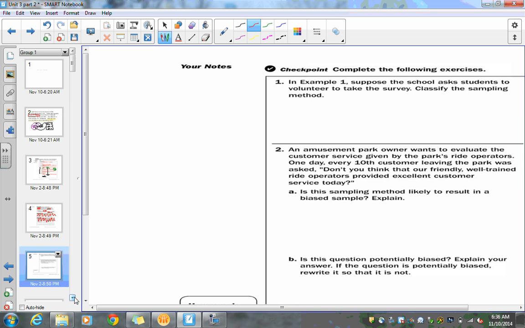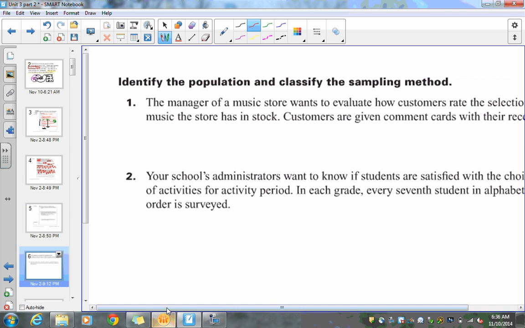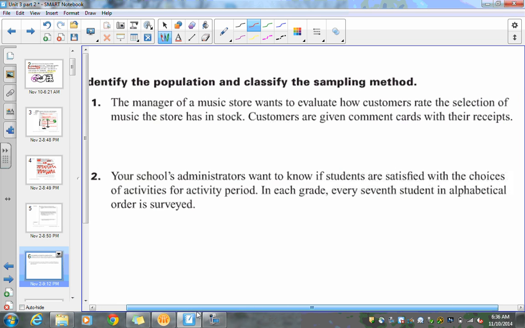All right, let's skip that. Let's just go into some more examples here. The manager of a music store wants to evaluate how customers rate the selection of their music in stock. Customers are given a comment card with their receipts. We're going to skip that just for a moment because there's something I want to bring to your attention, but I don't know if I have enough time. So we'll go into question number 2.